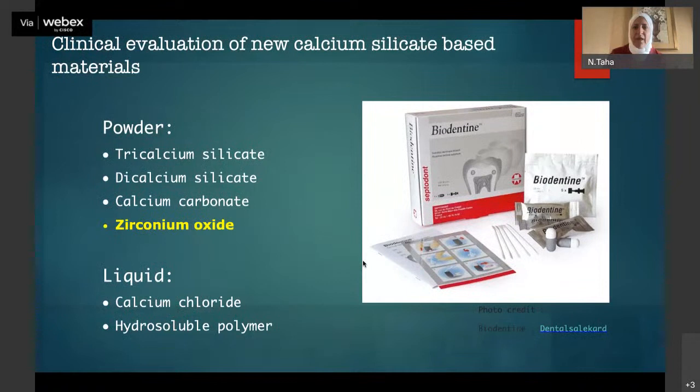I'm showing you Biodentine because it's the one that was used in my further studies. MTA is a perfect material, but it caused discoloration. In this material, the radiopacifier was changed to zirconium oxide, which is non-staining. It comes in a capsule, and you place the water drops in the capsule and triturate it, and then it's ready for placement. You don't need to mix.